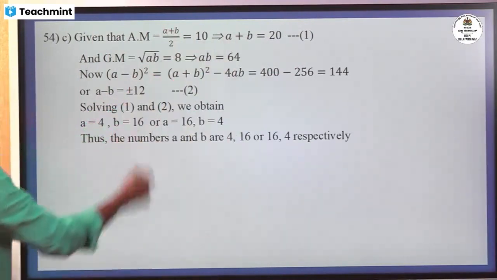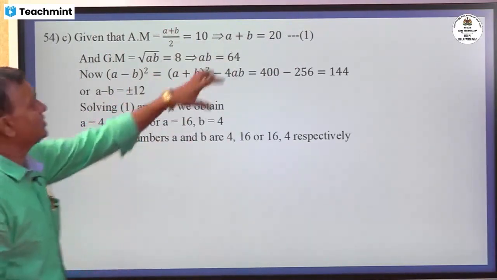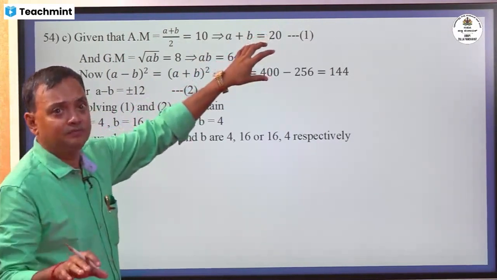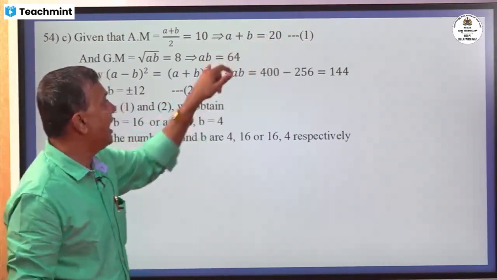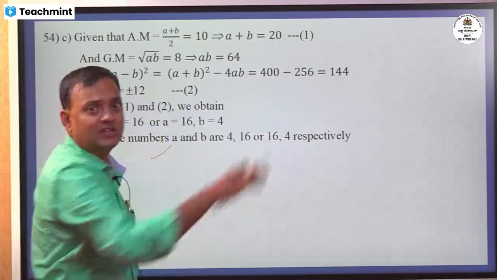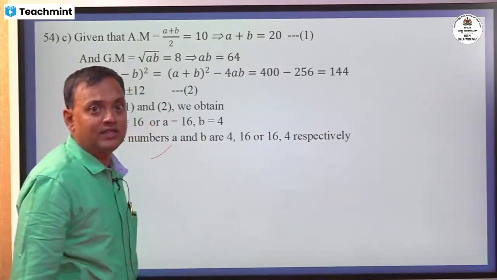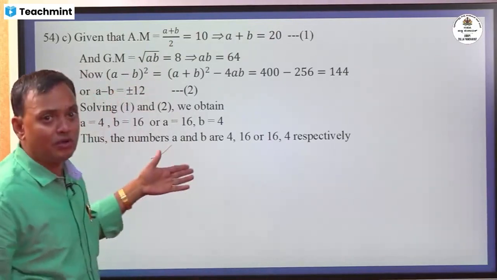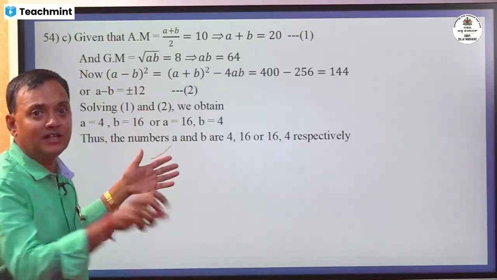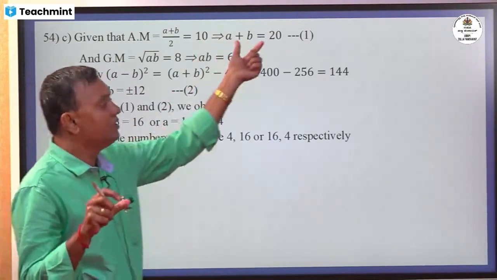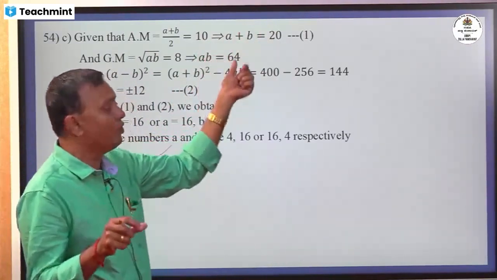I have solved it here, but we need not solve. Just look, find two numbers. Their sum is 20 and their product is 64. Choose the option. Check the options. You don't need to solve. Check the alternative options. Product 64, sum 20.